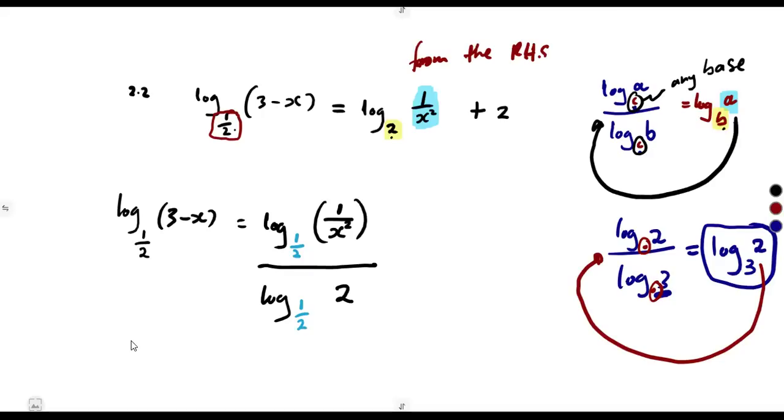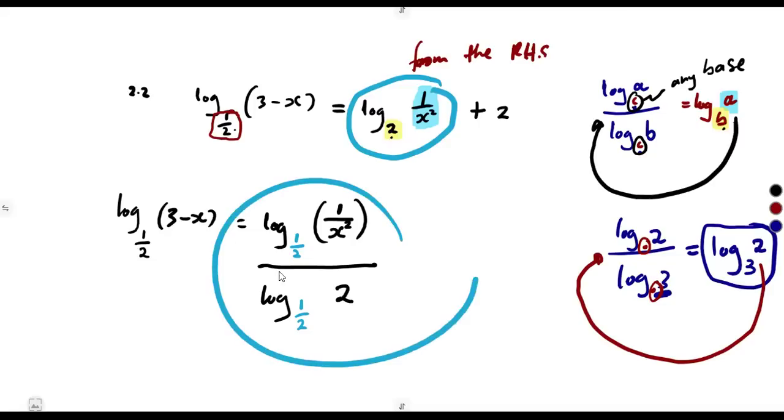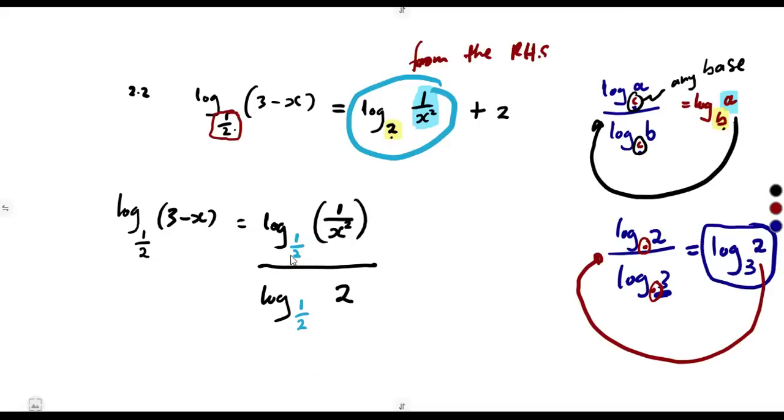Change of base logarithms are complicated, I understand, but please try to do as many questions as you can. We have changed the base. In our original question, the base was 2. But on this part, everything has changed. We are now in the base of half. So this is it.